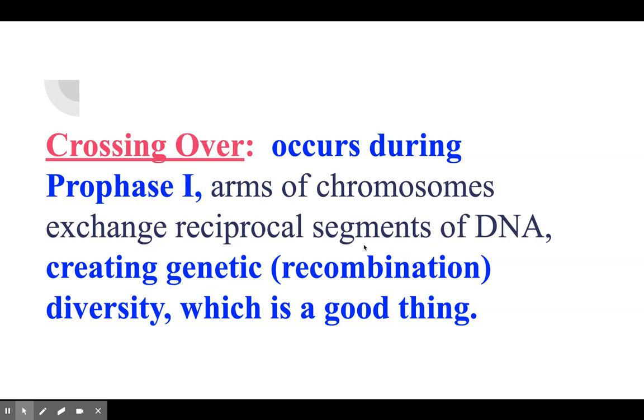So I know that you heard me refer to crossing over, and this is something that happens during prophase 1. What happens here is the arms of chromosomes exchange reciprocal segments of DNA, and this creates genetic recombination diversity, which is a good thing. This is what leads to the diversity that we all have genetically.